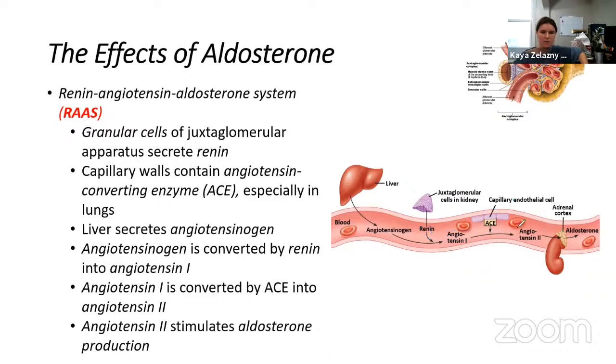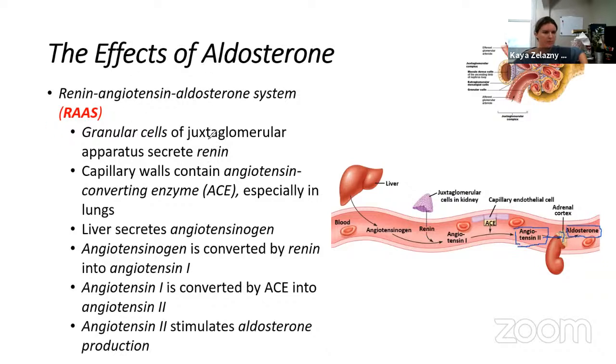Okay, then once we have angiotensin 1 converted to angiotensin 2, that gets us into the adrenal cortex, and that angiotensin 2 is what tells the adrenal cortex to release aldosterone.